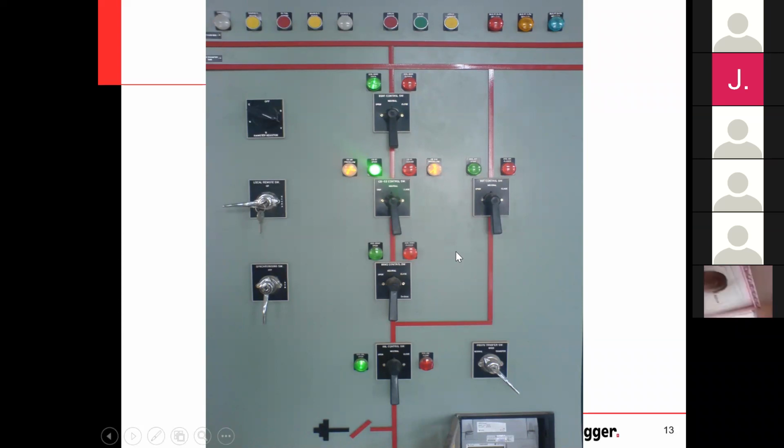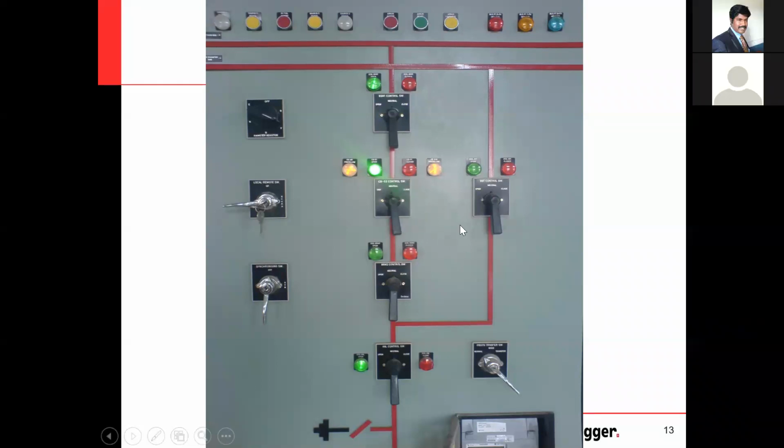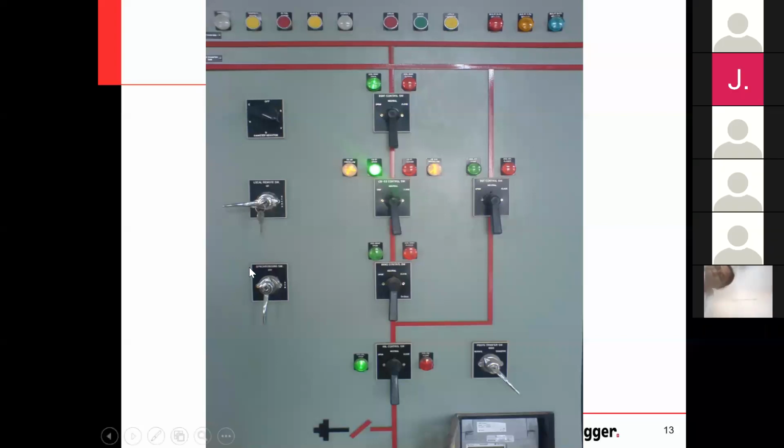Second option, live bus, dead line. Third option, dead bus, live line. Fourth option, live bus, live line. So from these four combinations, we can say the top and bottom can be either live or dead, or one will be live and one will be dead. The synchronization which we discussed earlier comes into picture only when both sides are live. If any one side is dead or both sides are dead, synchronization is not required. That means we have to enable synchronization only when both sides are live.